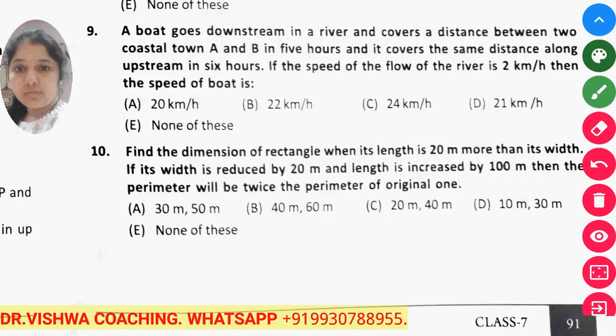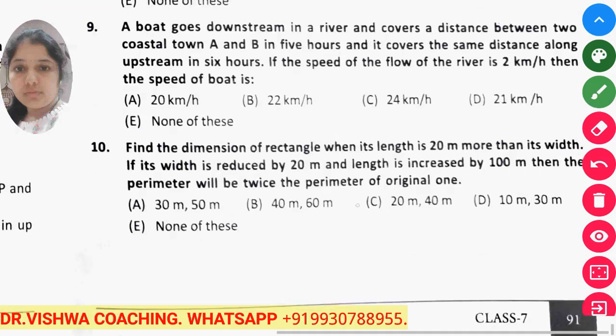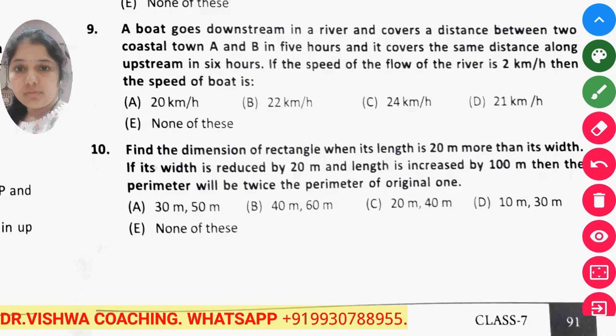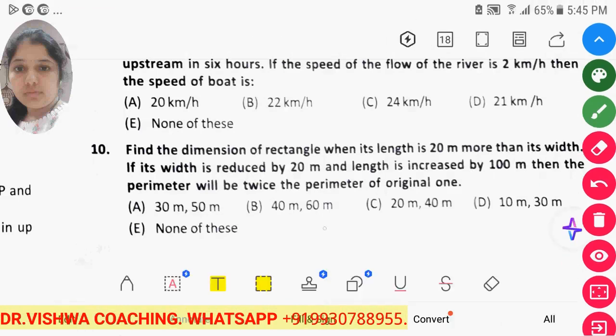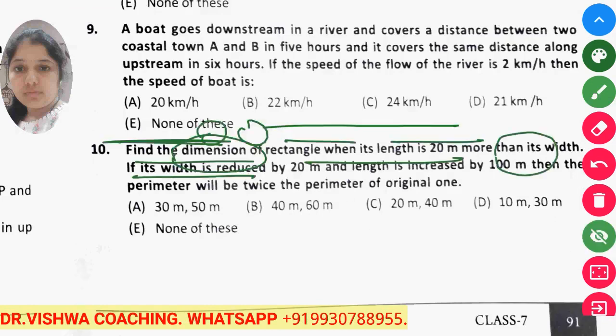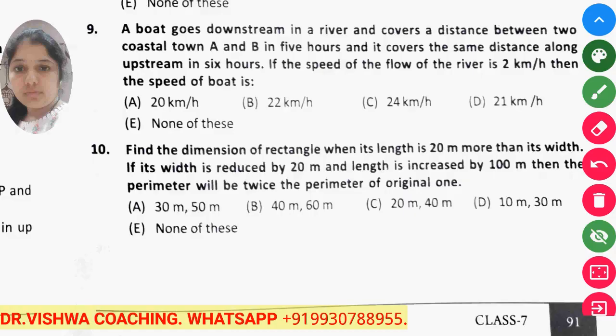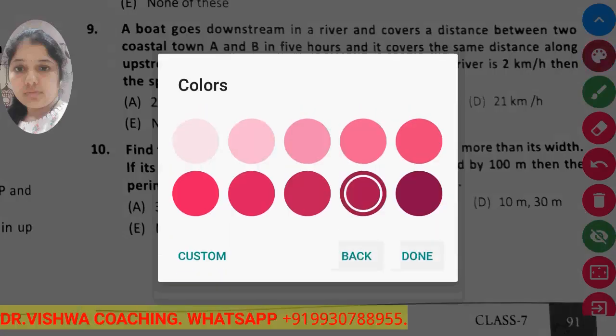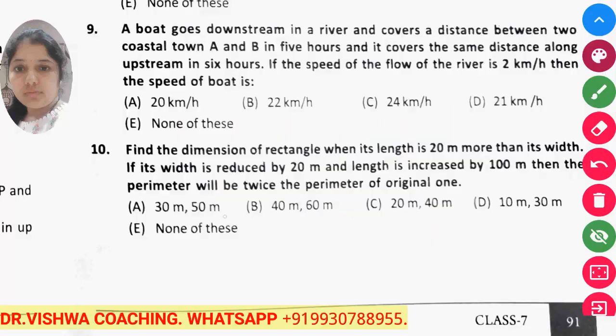Now see, find the dimension of a rectangle when its length is 20 meter more than the width, and if the width is reduced by 20 meter, and the length is increased by 100 meter, then the perimeter will be twice the perimeter of the original one. Now see, first we will assume our variable for length or breadth.